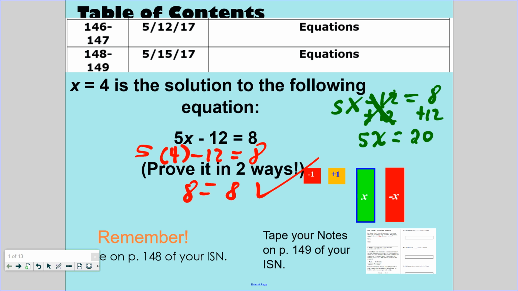I have 20 positives. I need to divide them among the 5 x's. So let's divide by 5. Each x will have 4 positives, and hence x does equal 4, by checking my work for this. I can also use algebra tile models. I'm not, but I could use algebra tile models to prove that x is equal to 4.